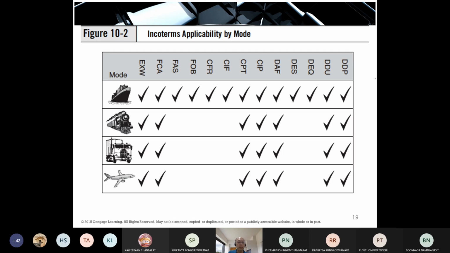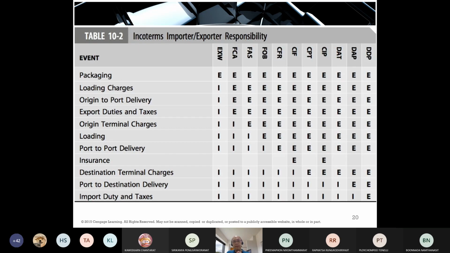And those are the list of the Incoterms. This one is a previous version, not the current version, but they are almost exactly the same. And those are the terms that I would like you to know. There are 4 terms that you should keep in mind: EXW, FOB, CIF, and DDP.